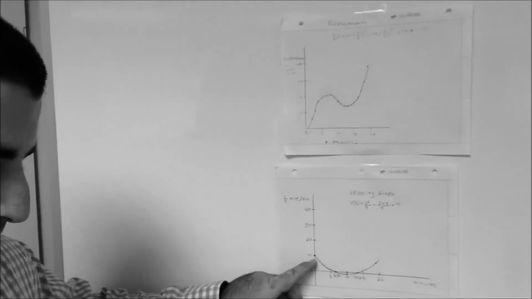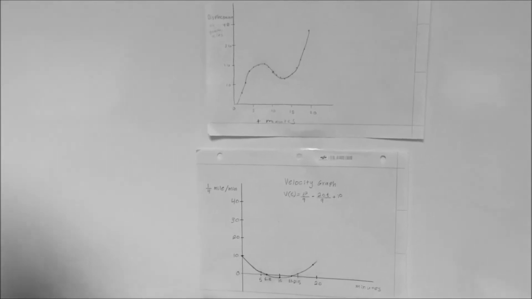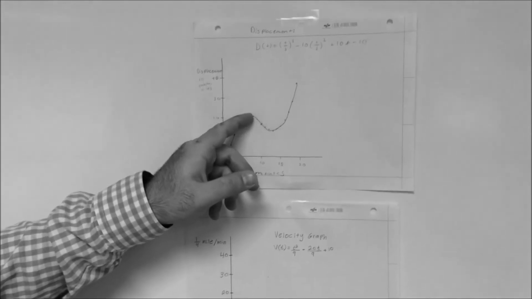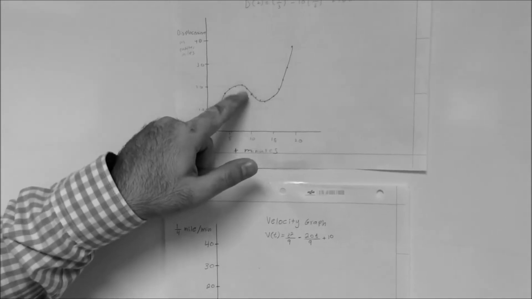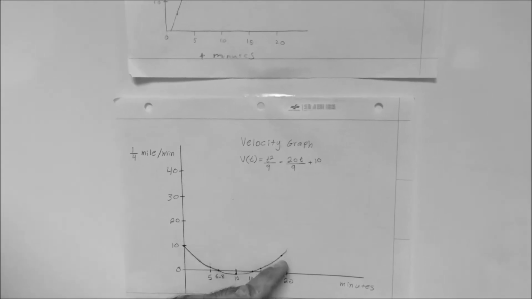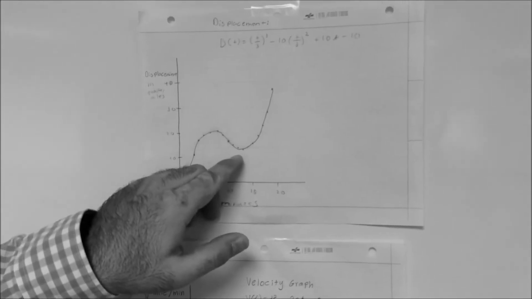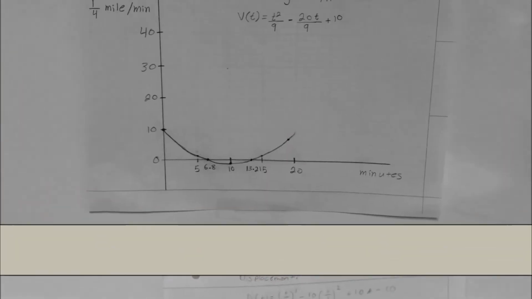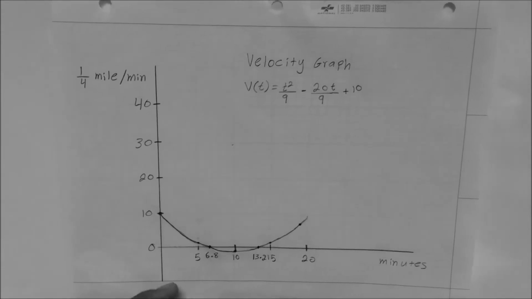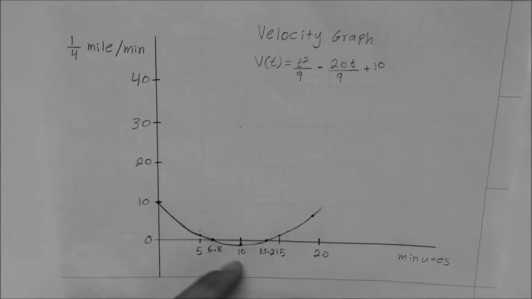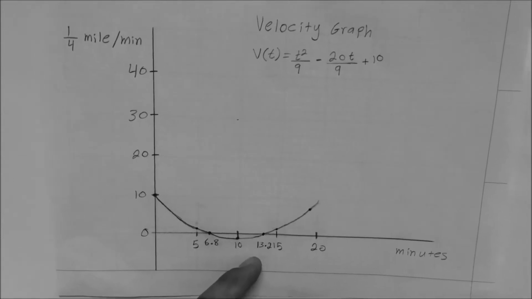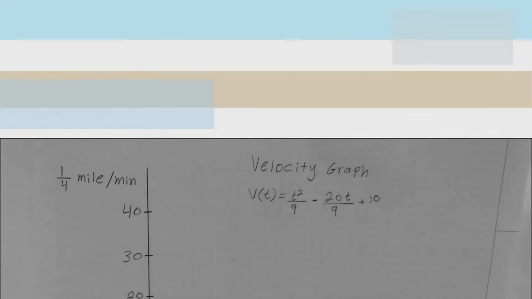The velocity is positive and decreasing when the displacement is increasing and concave down. The velocity is negative when the displacement is decreasing. The velocity is positive and increasing when the displacement is increasing and concave up. Then we got two critical points, one at 6.8 when we turned around to get the backpack, and the second critical point at 13.2 when we turned around again.